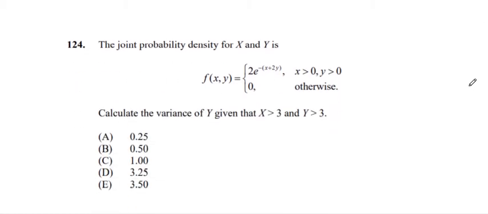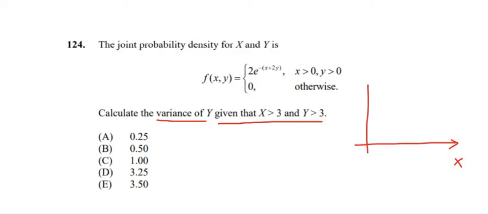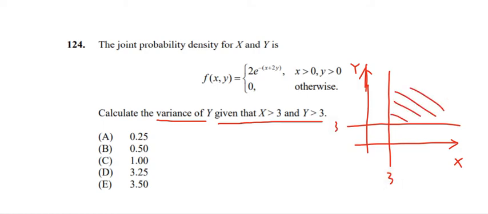So for this problem, 124, we want to find the variance of y, given that. So here our conditions are x is larger than 3, y larger than 3. Okay, so here suppose x equals 3, y equals 3. So we want to find the variance of y for this part.